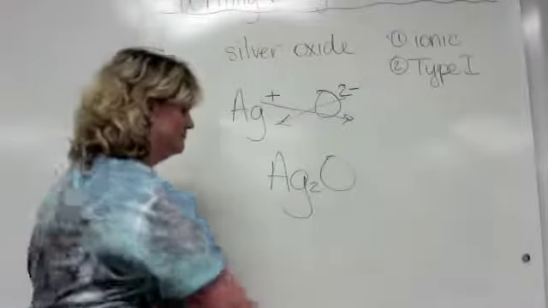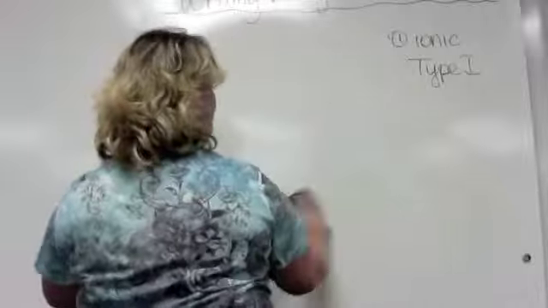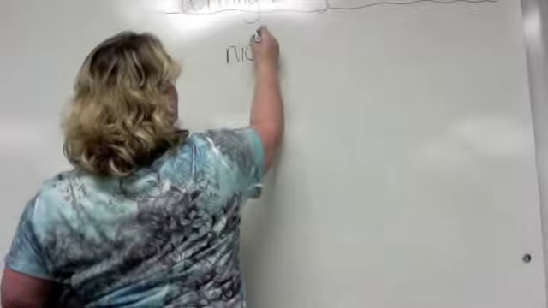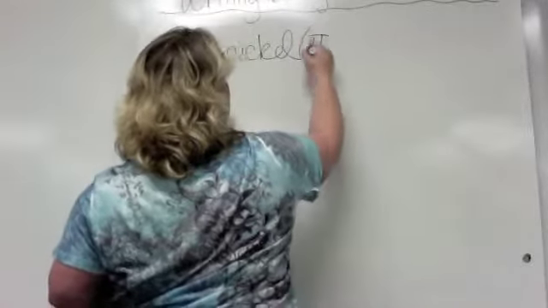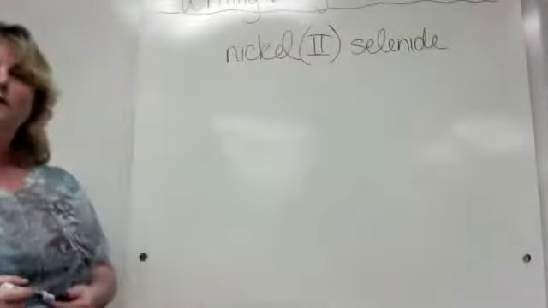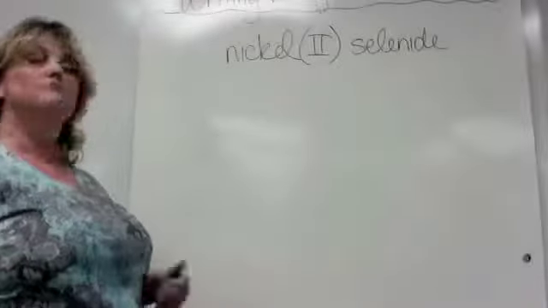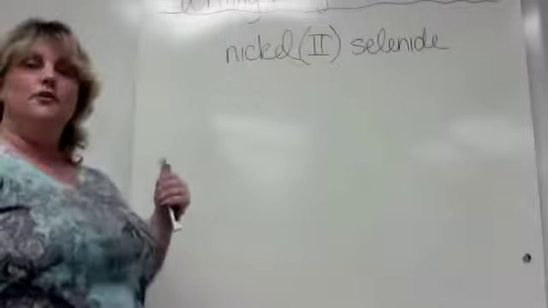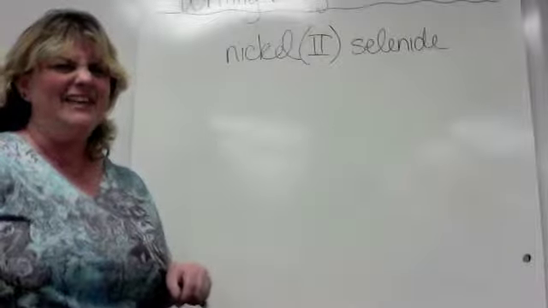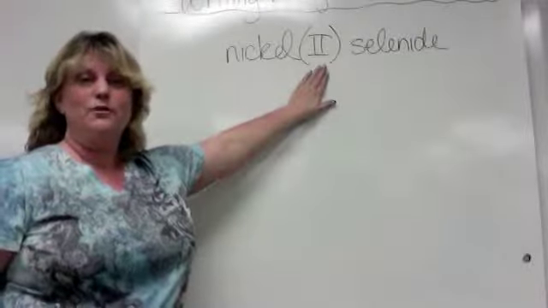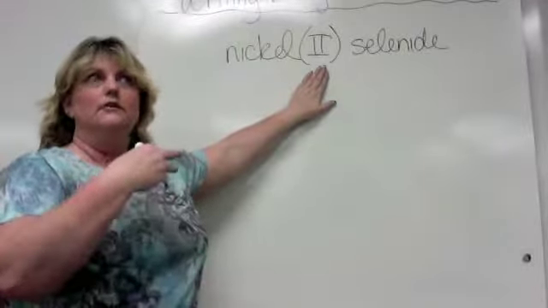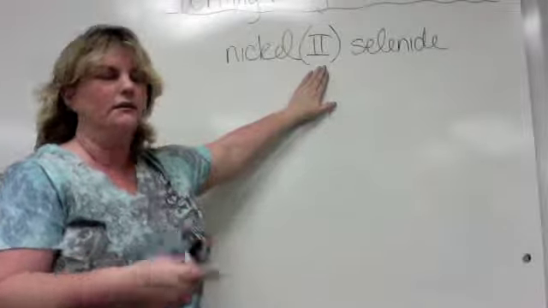Ready to do another one? Nickel 2 selenide. Let's ask ourselves our questions. Question number 1, is it an ionic or a covalent compound? Now you kind of have a giveaway on this. There's Roman numerals. Remember, we only put Roman numerals when we have a type 2 metal. Well, if we have a metal, we have an ionic compound.